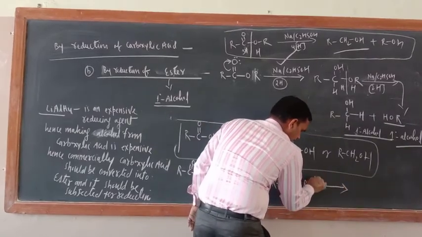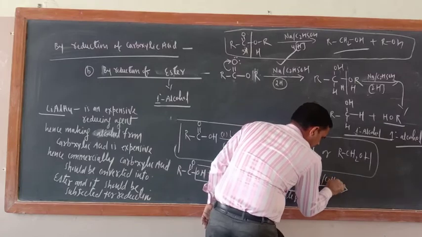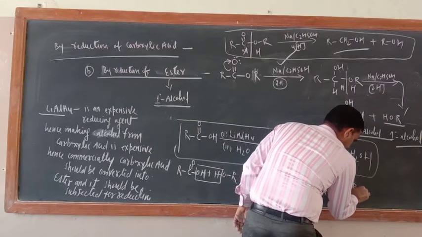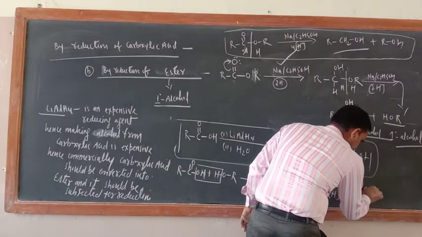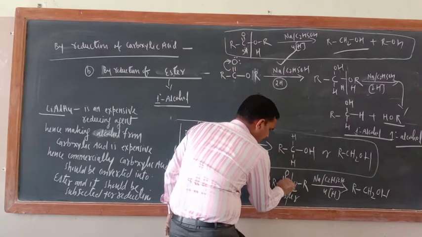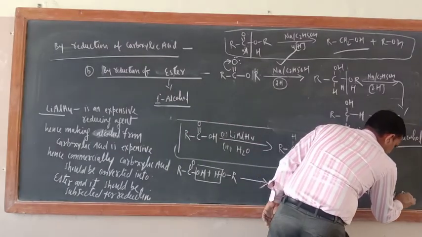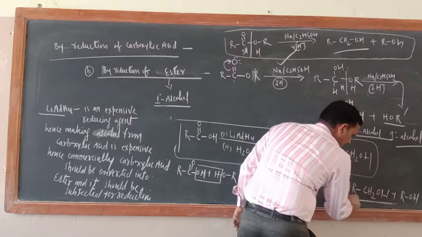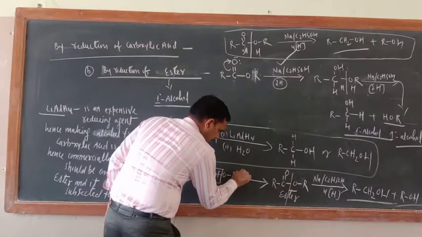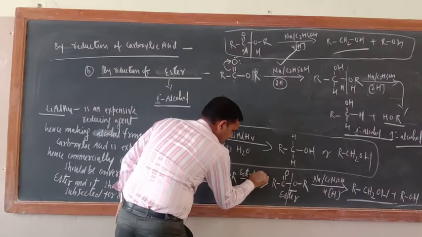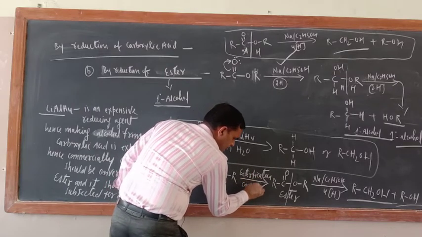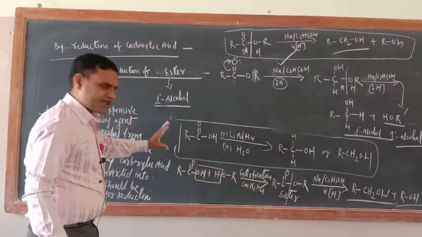Next one, reduction, Na and C2H5OH, 4H is required. So here what is the product? RCH2OH. Just see, from here only, just give here 3H, RCH2OH plus ROH. This is 1 degree alcohol, this is also 1 degree alcohol. So just see, this is esterification. And esterification always takes place in presence of conc. H2SO4.